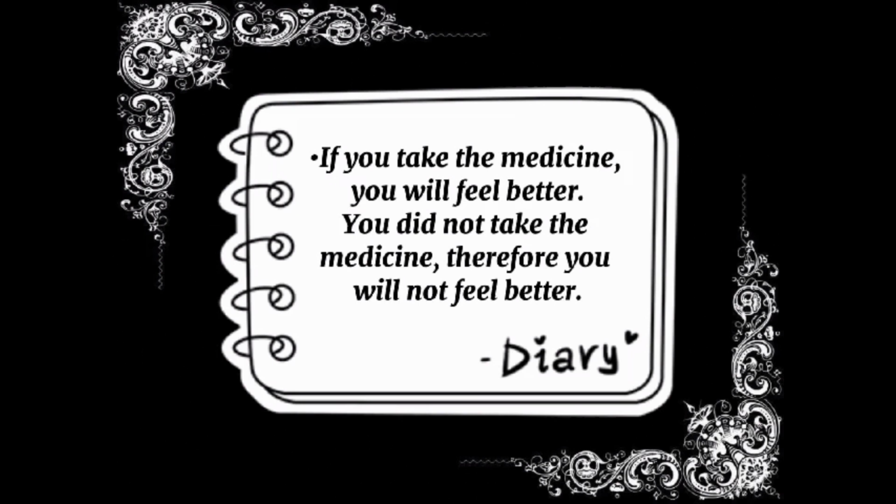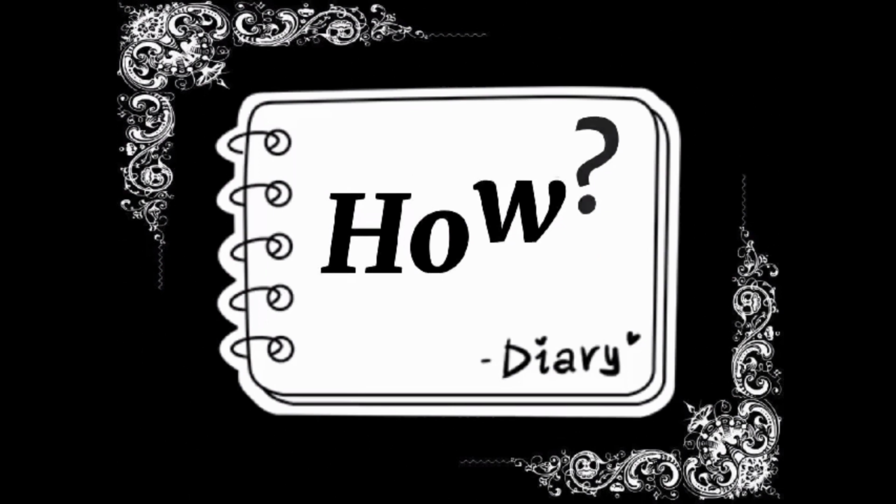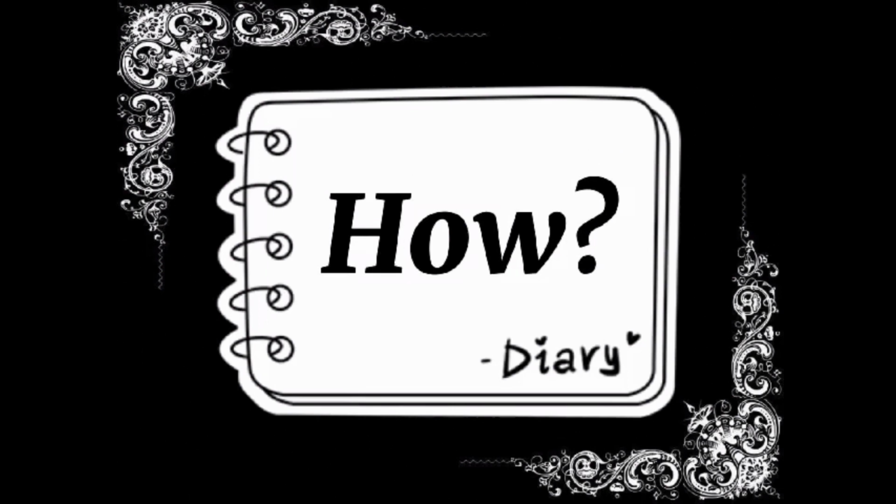Let P be, if you take the medicine, and let Q be, you will feel better. So this is the symbolic form of my argument. P then Q is the first premise, and then not P is the second premise, and then therefore not Q is the conclusion. So how do we identify if our argument is valid or invalid?